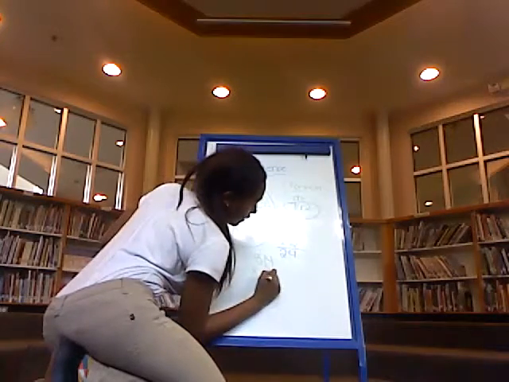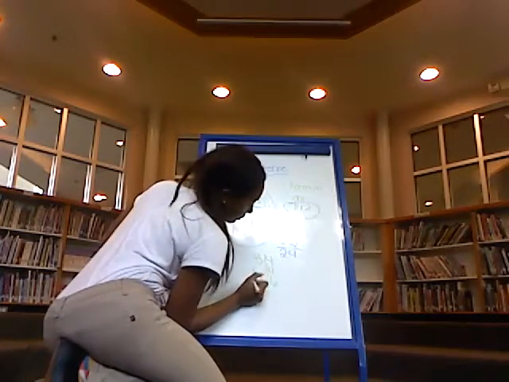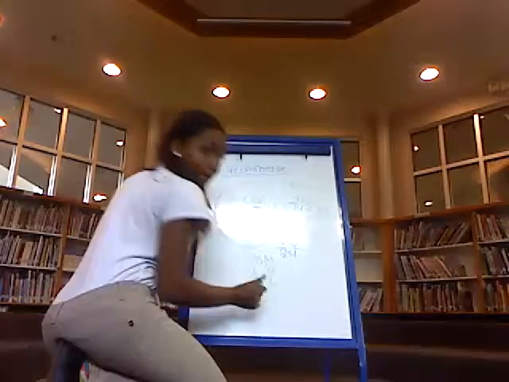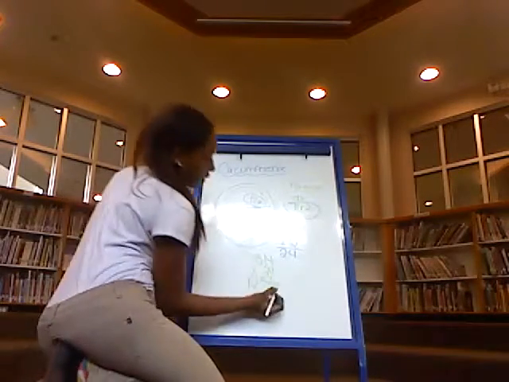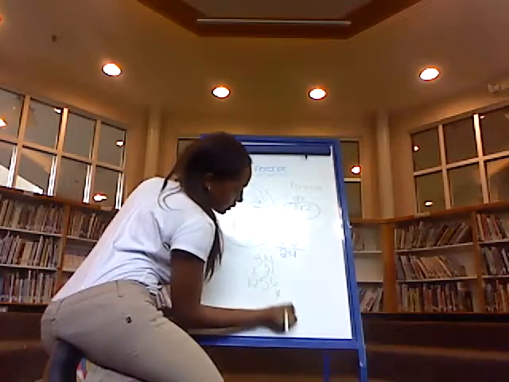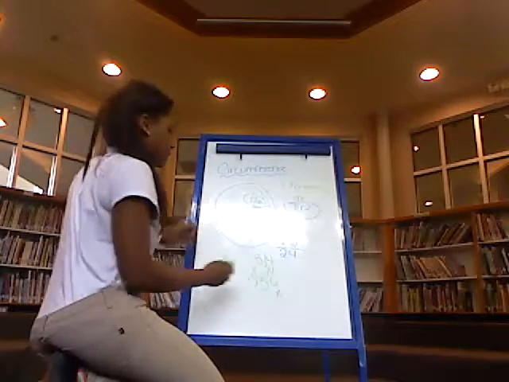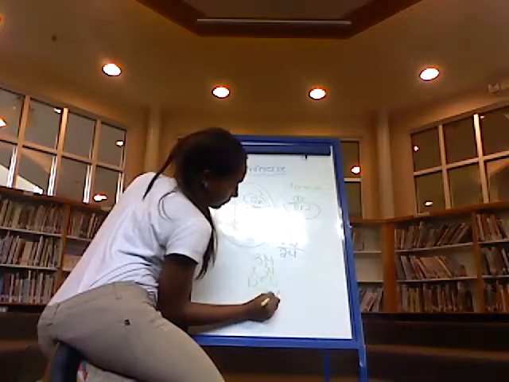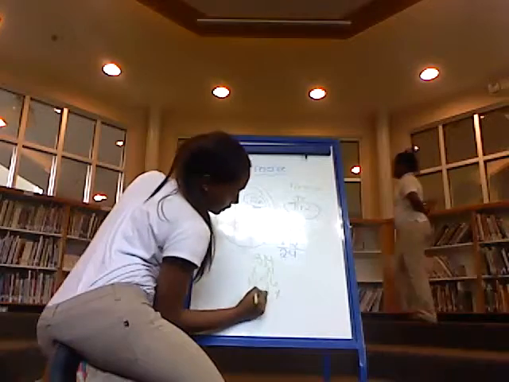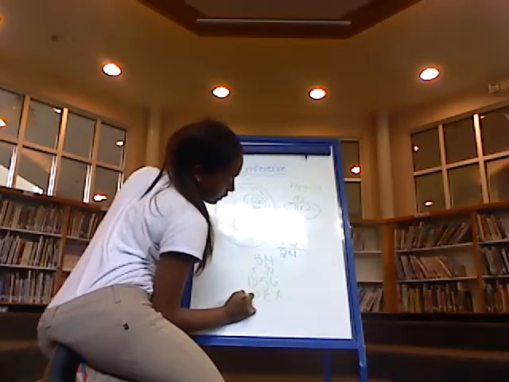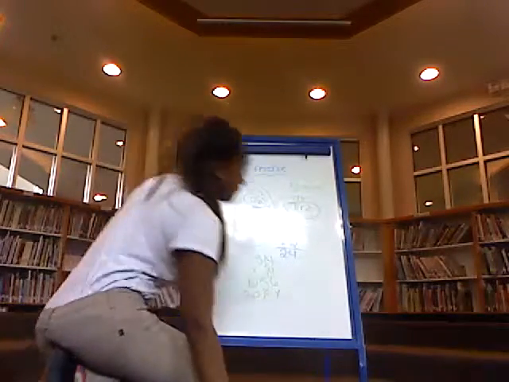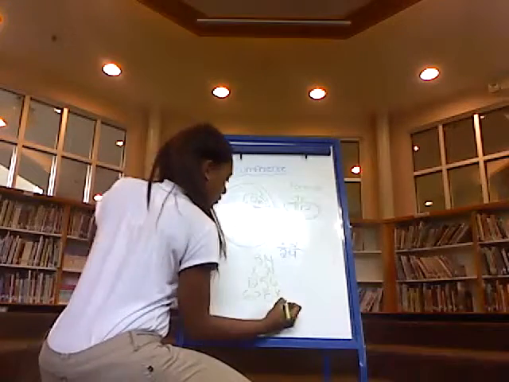4 times 1 is 4, plus 1 is 5. 3 times 4 is 12. Then don't forget to add the little x or 0, whatever you use. I use an x. 2 times 4 is 8. 2 times 1 is 2. 3 times 2 is 6. So now you're just adding.